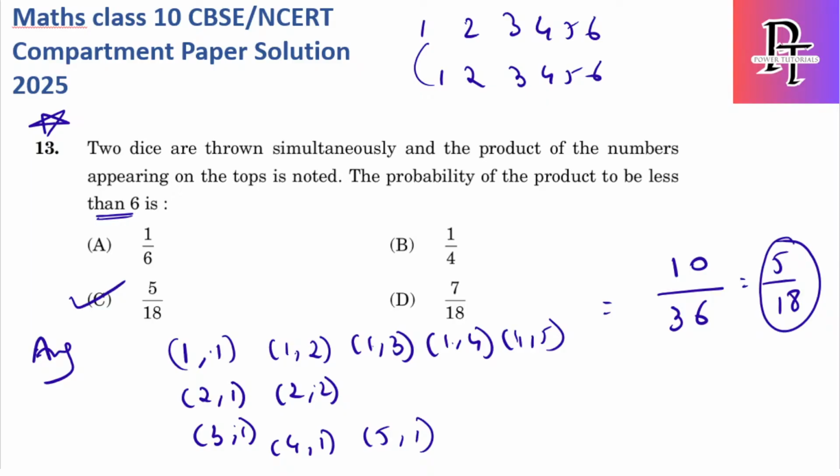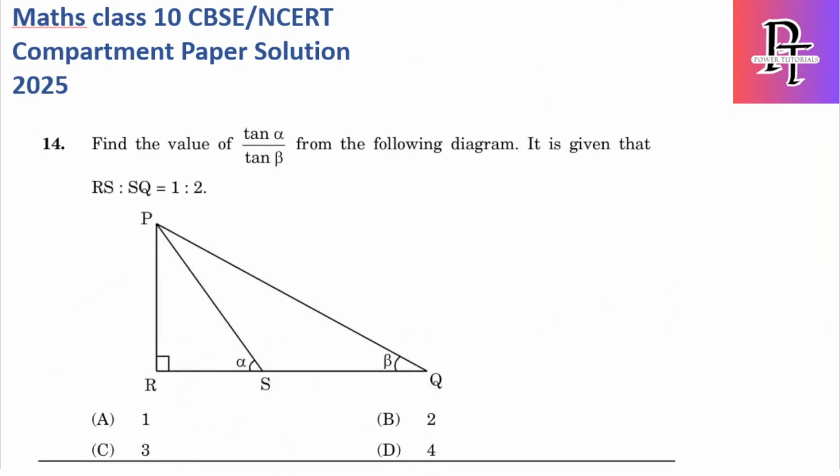Okay, next move to 14th. Find the value of tan alpha plus tan beta from the following diagram. It is given that RS by SQ is 1:2. RS is here, SQ is 1:2. For these questions always consider the ratios.